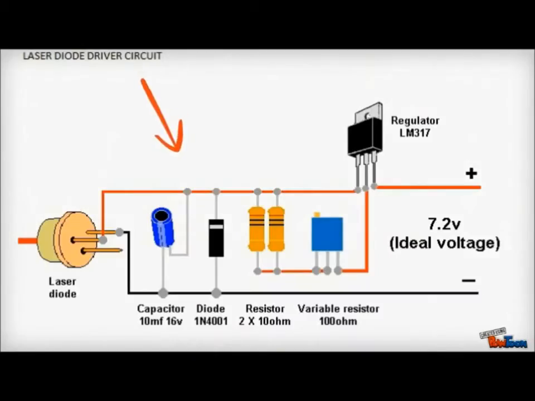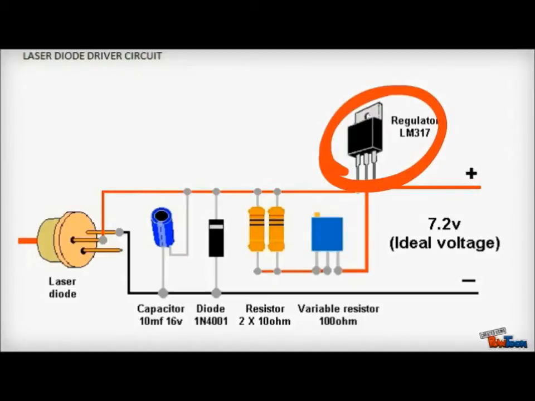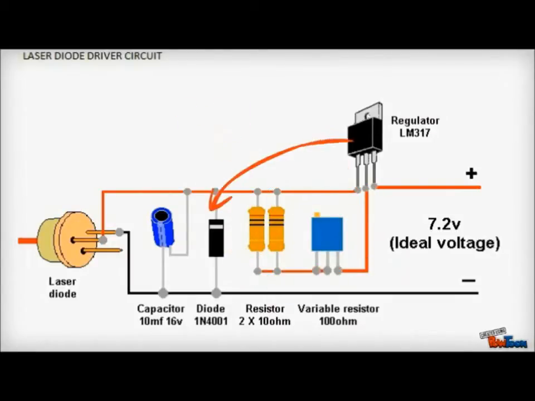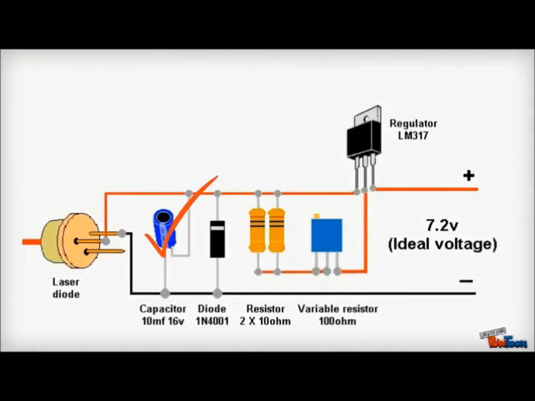This is the driver circuit which controls the current flowing through the laser diode. In the circuit, we have a regulator LM317 which limits the voltage to 1.25 volts. The resistor controls the current using Ohm's law. The diode in parallel protects the laser diode if the batteries are inserted the wrong way, and the capacitor eliminates voltage spikes.